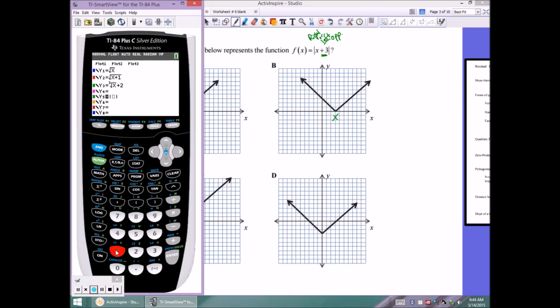Now you may actually have ABS. It might say ABS. On this one, it's a fancy one, the newer one, so it is just showing x plus 3. So I can go ahead and type that in and hit graph.